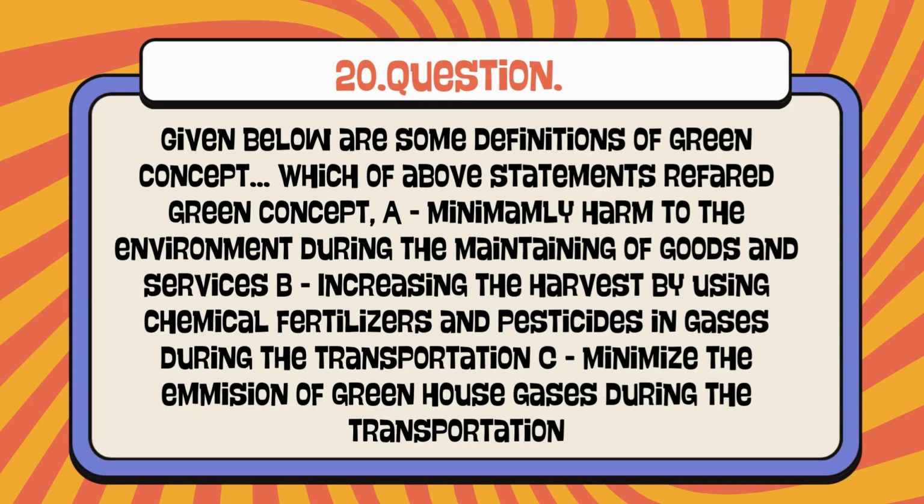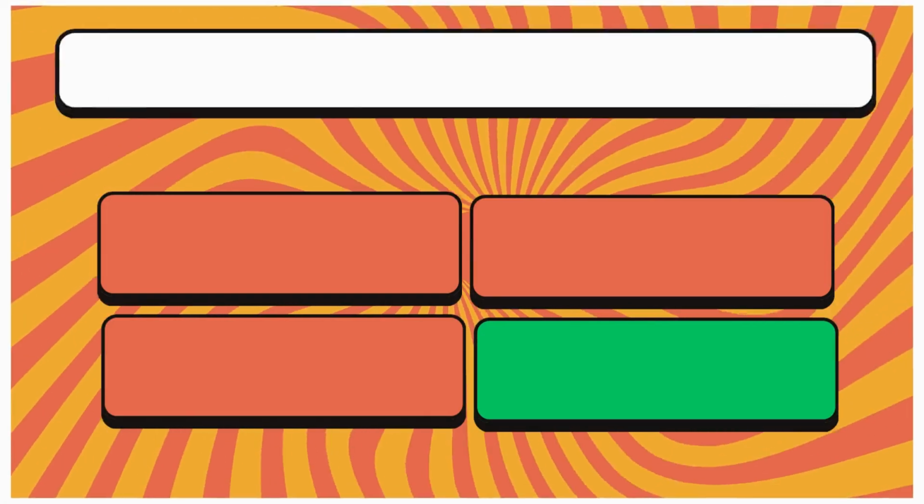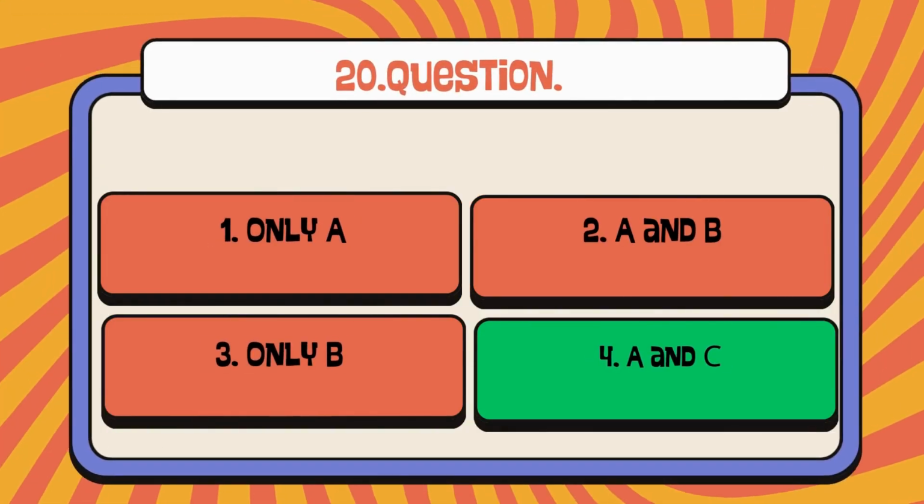A. Minimally harm the environment during the production of goods and services. B. Increasing the harvest by using chemical fertilizers and pesticides. C. Minimize the emission of greenhouse gases during transportation. Answer 4. A and C.